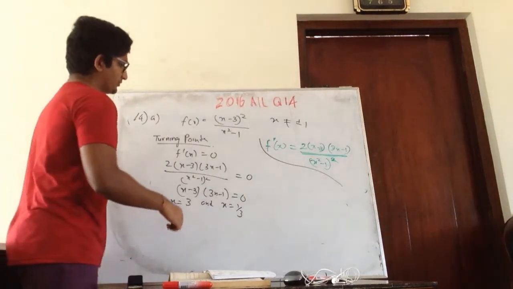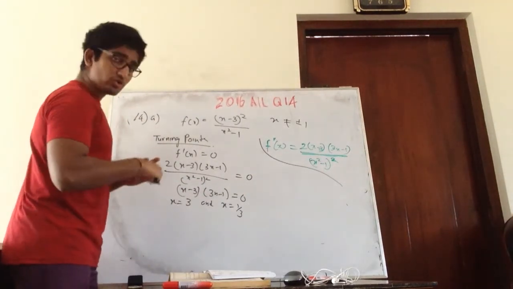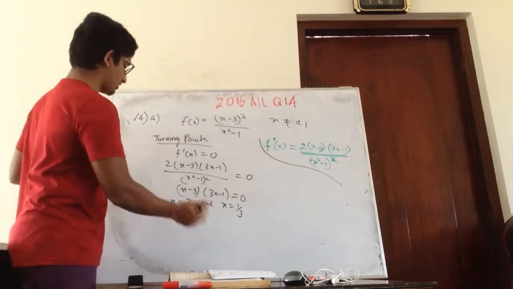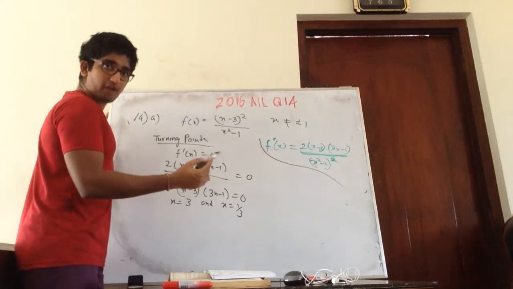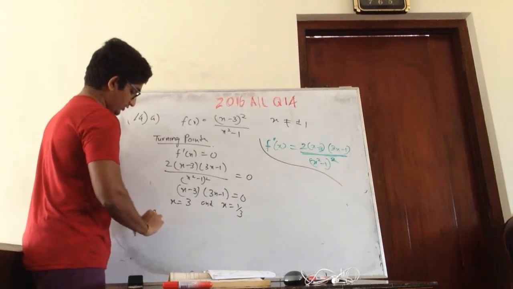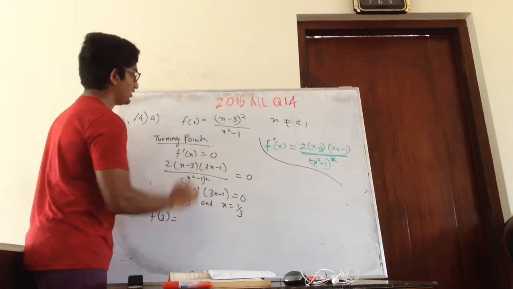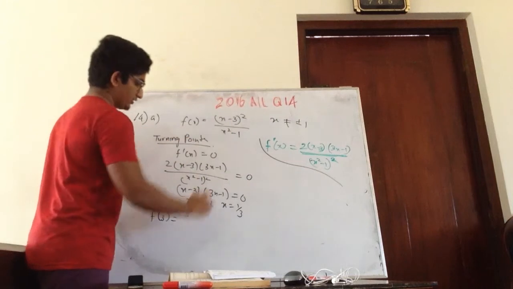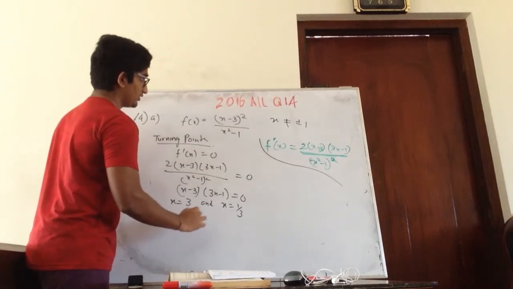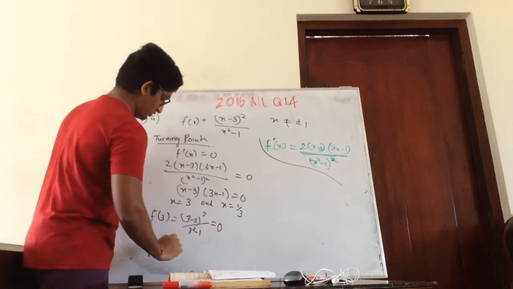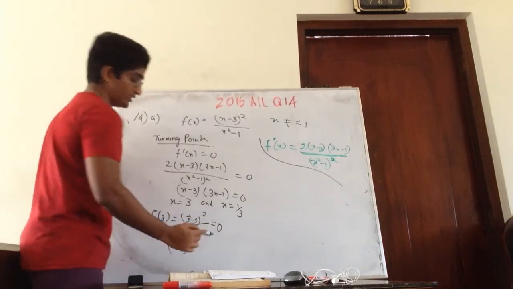So that is also done. You can now find the corresponding y values for the turning points. So f(3) is going to be what? f(3) is going to be 0, right? (3 minus 3) squared over (3 squared minus 1) is 0. So (3, 0) is a point.